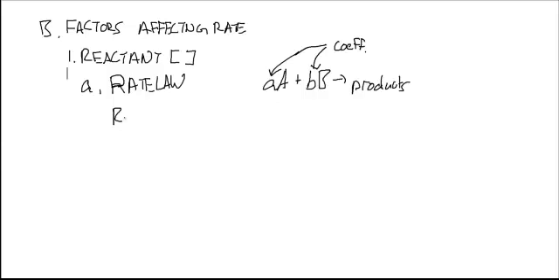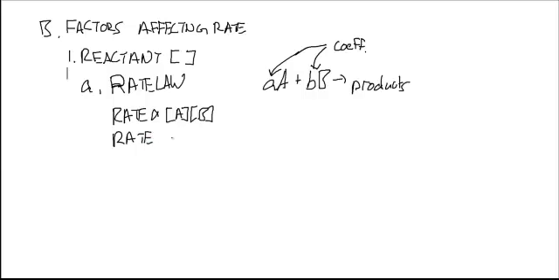So the rate law always looks something like this. The rate of our reaction is approximately, that's what that little funky alpha sign is, approximately equal to the concentration of A times the concentration of B. And notice here that rate only depends on reactants. There's nothing to do with products. It is strictly dependent on what we start with.